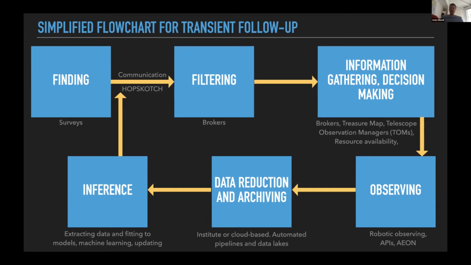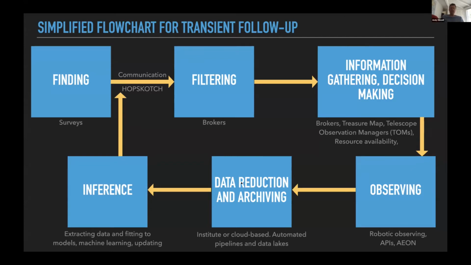Then you've got other things like treasure map, TOMs, other things that are helping you make decisions based on maybe your resource availability, getting telescopes that you have access to. You trigger something, you get maybe robotic observations. This is where EON and APIs and things come into play. Then data reduced and archived.